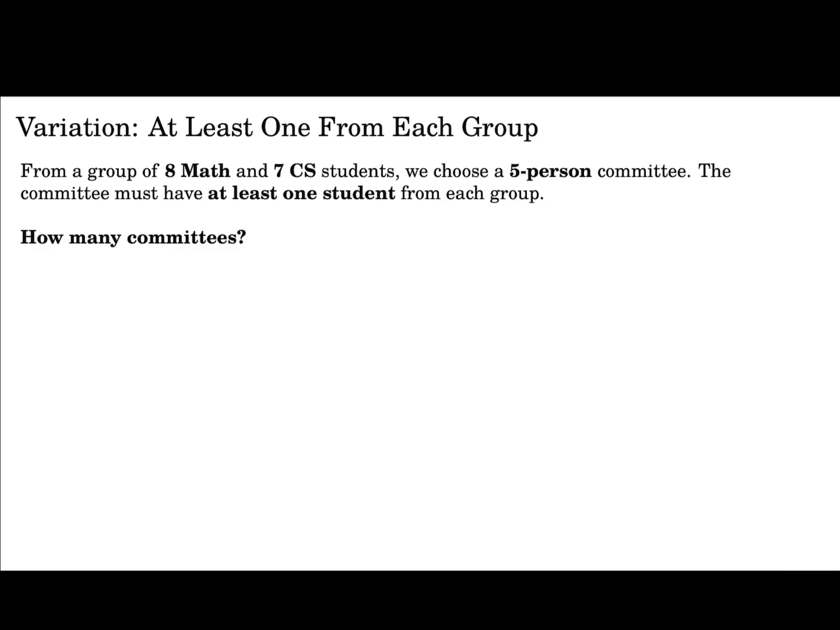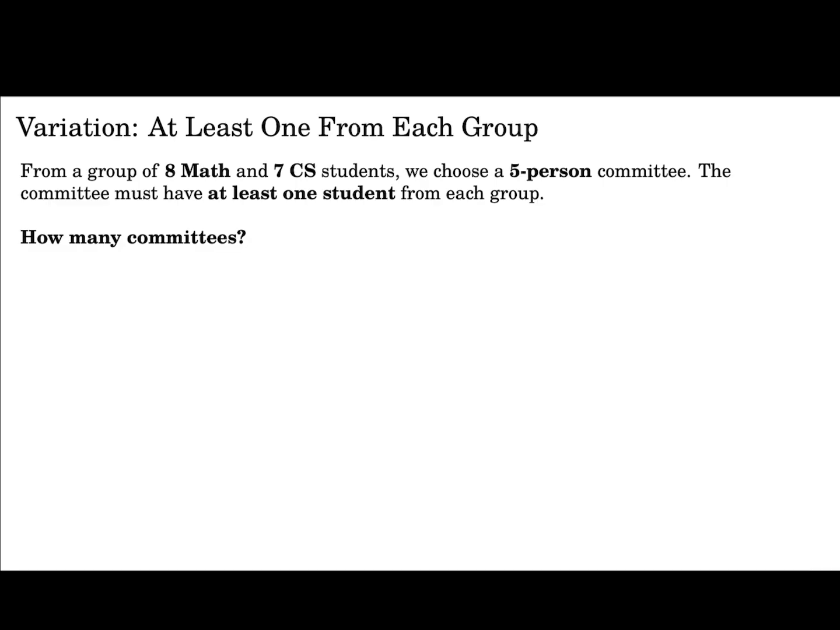From a group of 8 math students and 7 CS students, we want to choose a 5-person committee, but we also want that the committee must have at least one student from each group. And so in how many ways, so how many committees are possible? How many ways can we do this?